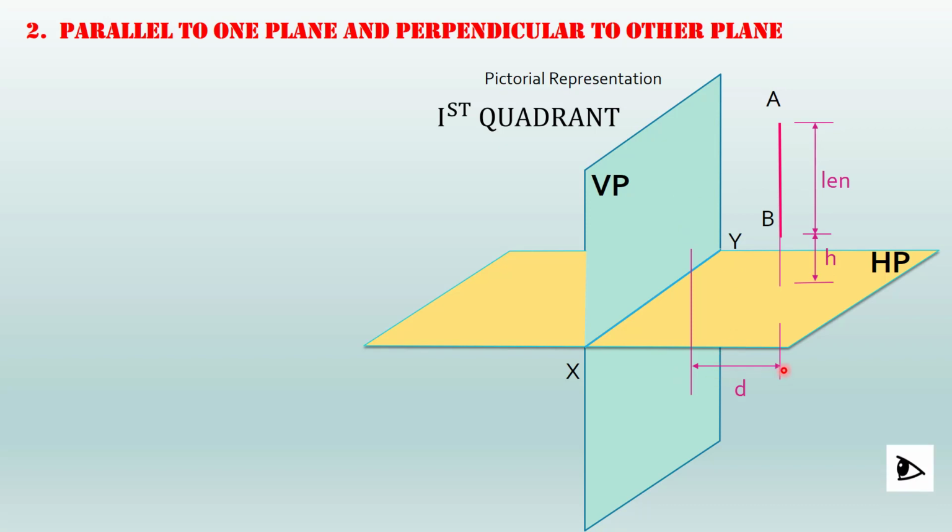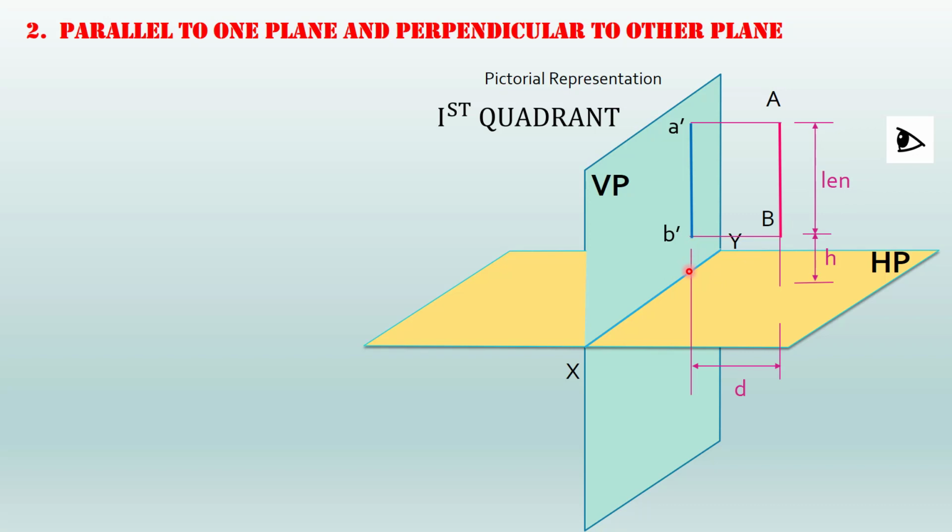Okay. Now when you look from the front, since the line is parallel to VP, you will get true length on VP, right? So these 2 lines show the projectors. You will get 2 points on the vertical plane, that will be A dash and B dash. You can join these 2 points, that will give the elevation or front view of the line capital AB, which will be true length, right? So this length will be equal to LEN itself.